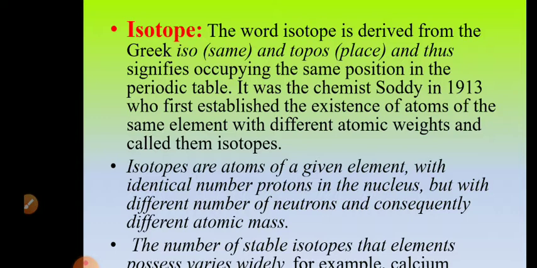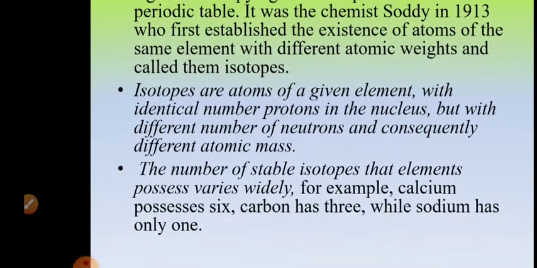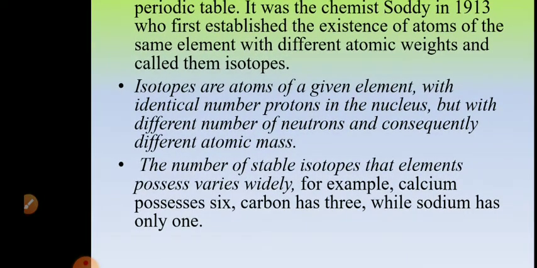The scientist Soddy in the year 1913 first established the existence of atoms of the same element with different atomic weight and called them isotopes. Isotopes are atoms of a given element having the same number of protons but having different number of neutrons, and hence their atomic mass is different.